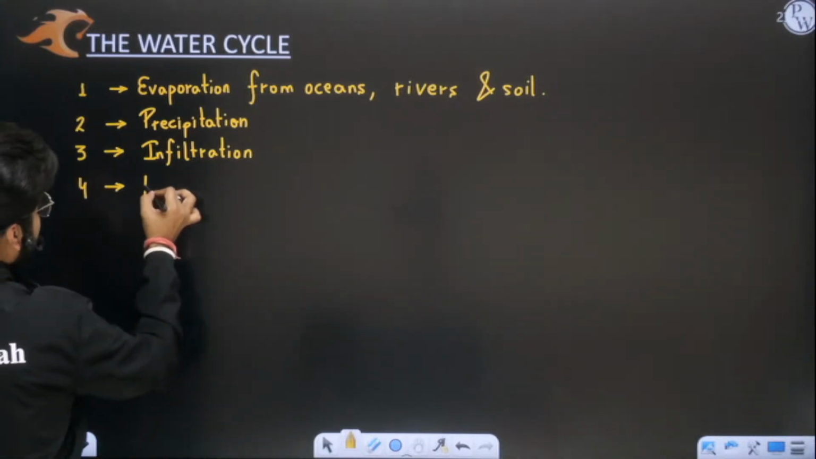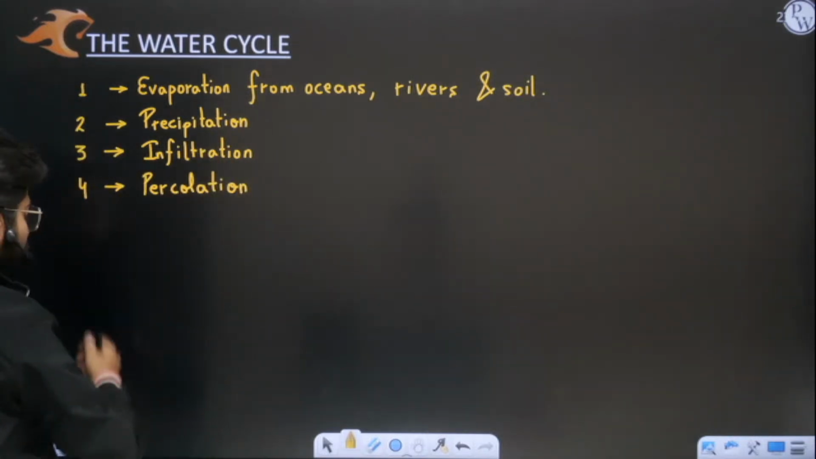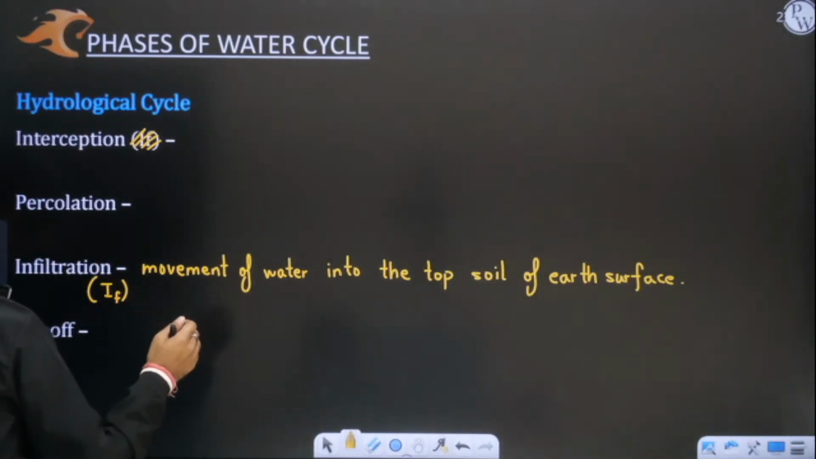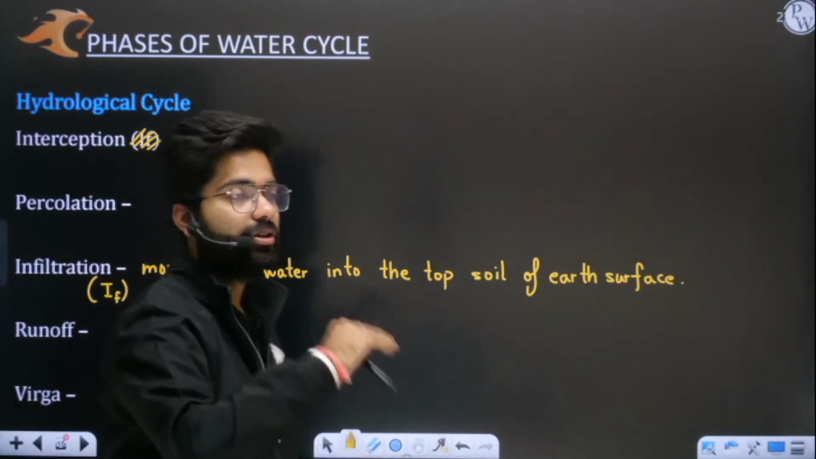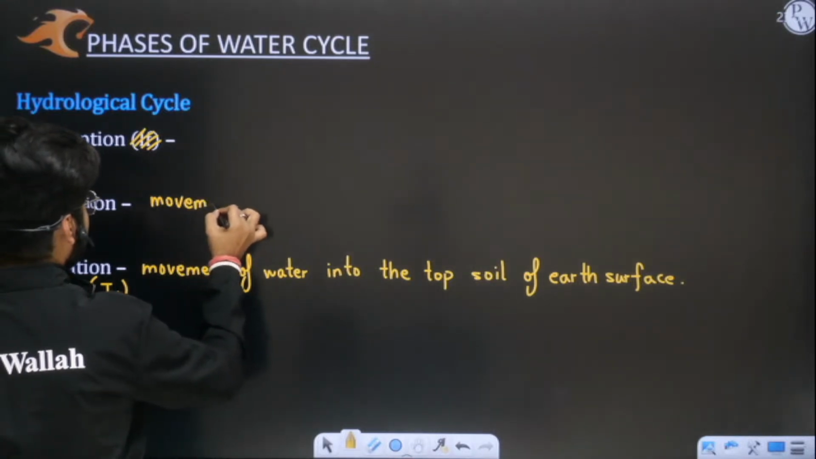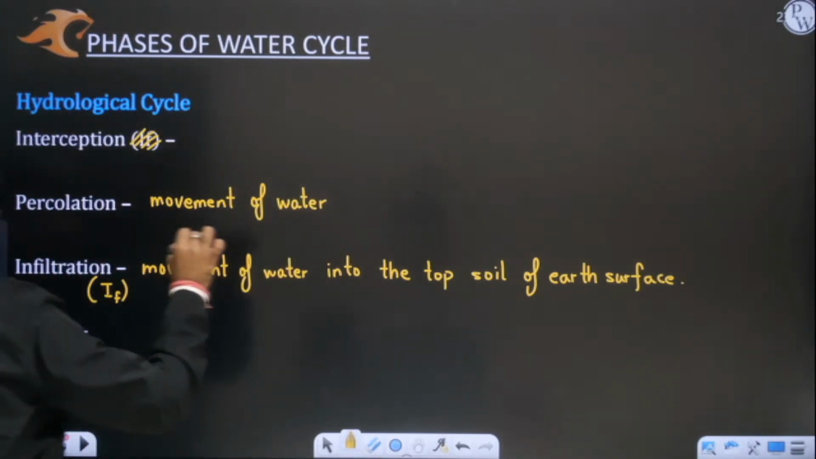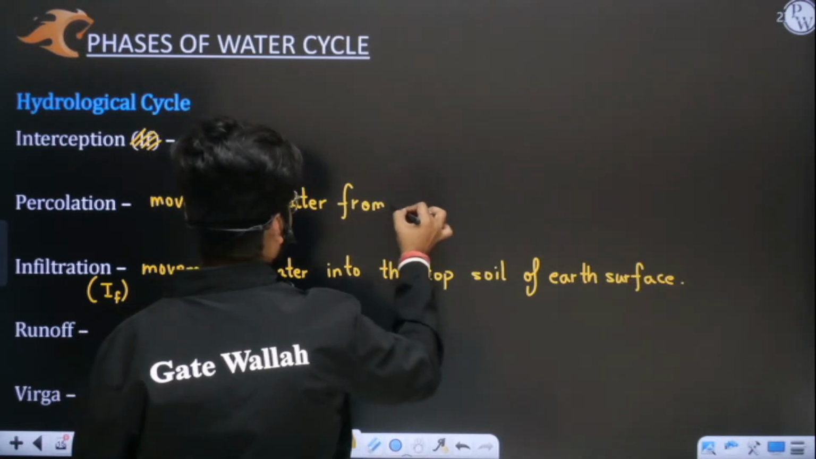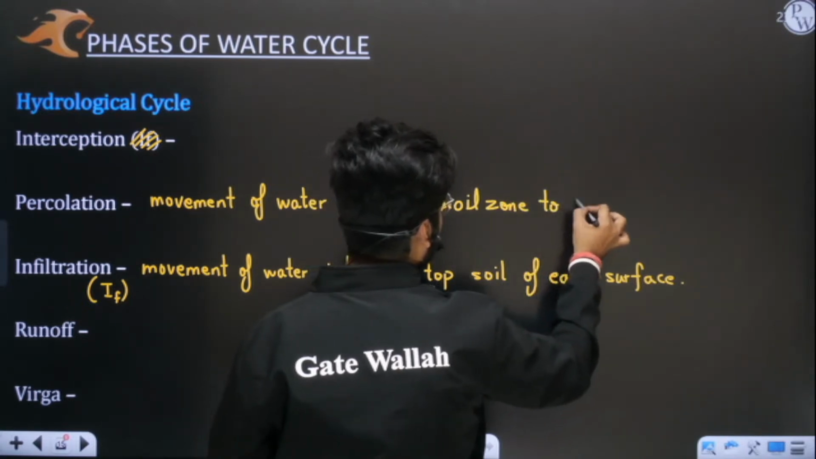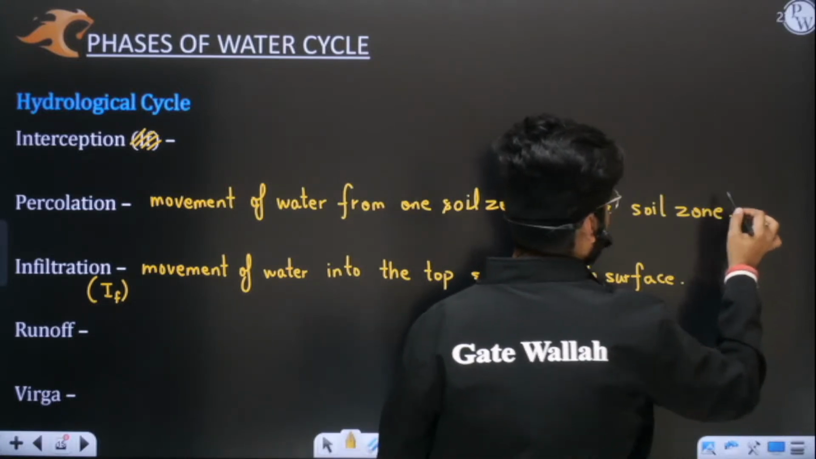What is the difference between infiltration and percolation? Infiltration means water is moving into the topsoil only, but percolation means movement of water from one soil zone to a lower soil zone. That is your percolation. This is the difference you need to understand.